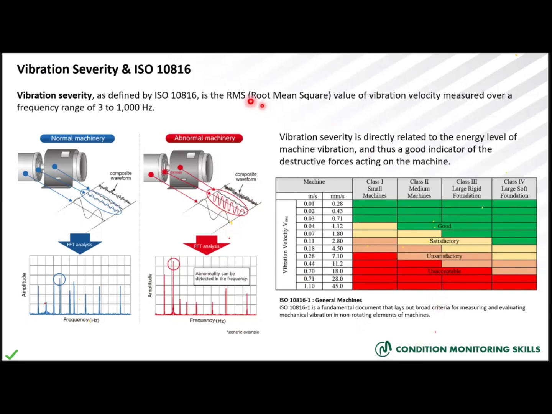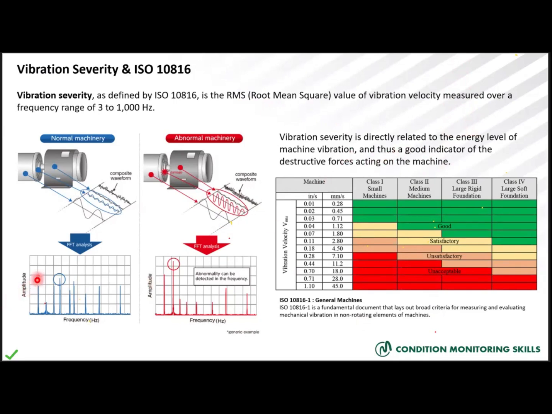The ISO 10816 is one of the fundamental documents that states assessment criteria for measuring and evaluating mechanical vibration. Of course, anyone who is going to specialize in vibration analysis later on, or even take a vibration analysis course, will understand more about the different classifications of machinery and different standards of vibration.